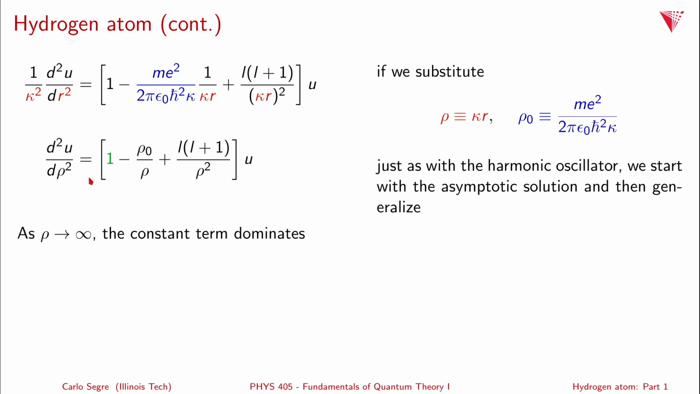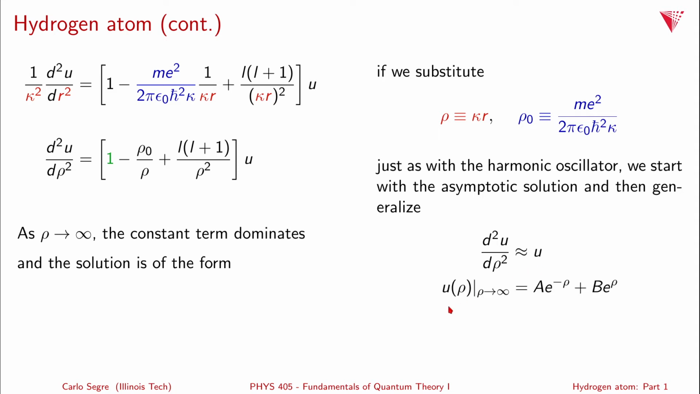So this makes a very simple differential equation. d squared U d rho squared is approximately equal to U at infinity. In the solution, we know what that is. It's a real exponential. So we have U of rho, when rho goes to infinity, is equal to A e to the minus rho plus B e to the rho, right? Take the second derivative and you get the function back again.